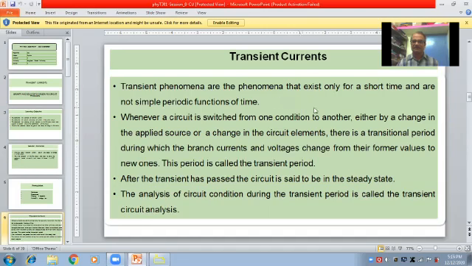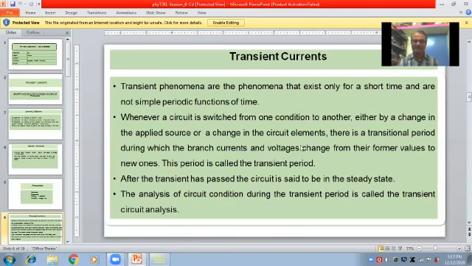This takes place for a short time because a capacitor takes a small time for its charging. Whenever a circuit is switched from one condition to another, either by a change in the applied source or a change in the circuit element, there is a transitional period during which the branch currents and voltages change from their former values to the new ones. This period is called the transition period.